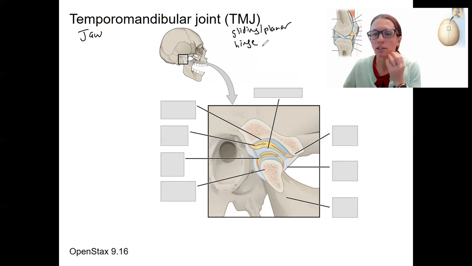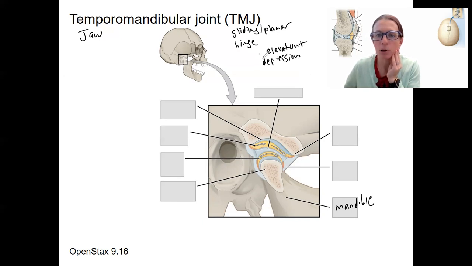The hinge part is important because when you eat, there's elevation and depression of the lower bone. This is your mandible. Actually, I will label that here. So elevation and depression, you know that means up and down. And then we also have retraction and protraction, that actually is the gliding part. And that actually occurs when you chew as well, to a lesser amount.